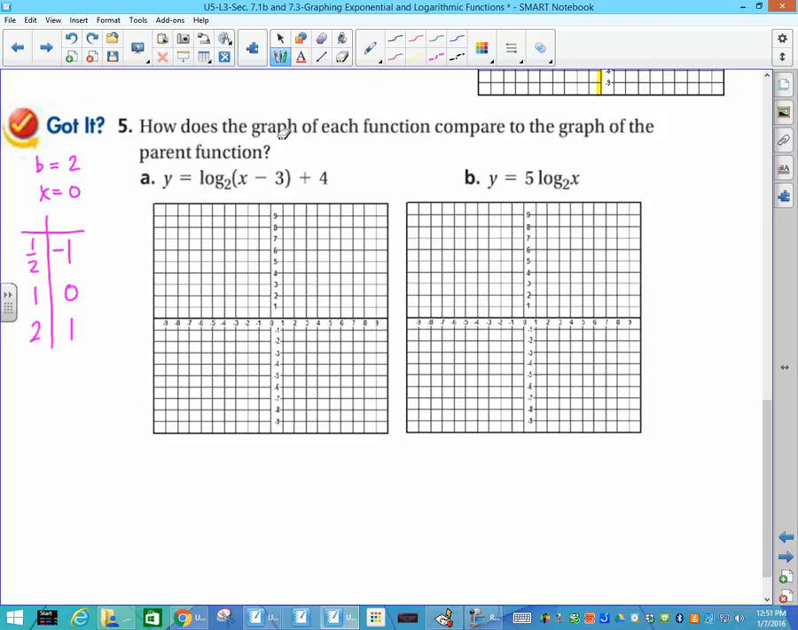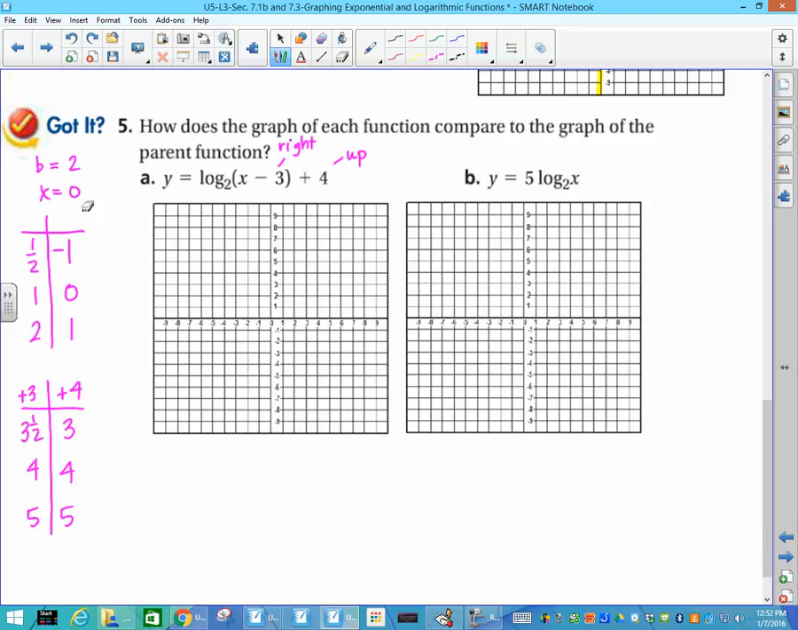Then I'm going to go back and look at these numbers and say, ooh, that moves it to the right. And this one moves it up. So if I move it to the right, what am I doing to each x value? I'm going to add 3 to each x value. And if I move it up, I'm going to add 4 to every y value. So 1/2 plus 3 is 3.5. 1 plus 3 is 4. And 2 plus 3 is 5. And then I'm going to add 4 to each of these. So negative 1 plus 4 is 3. 0 plus 4 is 4. And 1 plus 4 is 5.